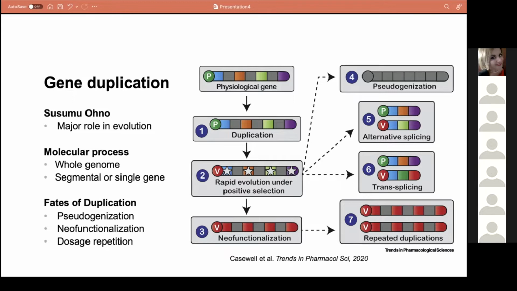And in venom evolution, neofunctionalization has been shown repeatedly to play a major role. Specifically, these physiological genes that can be found in non-venomous species undergo these duplication events and neofunctionalization to produce a new protein with toxic activity. And that is then utilized by the venomous organism for things like predation and defense. Another fate of a duplication is this dosage repetition, or just amplification, where a copy can just be duplicated and now the organism has twice as much protein.